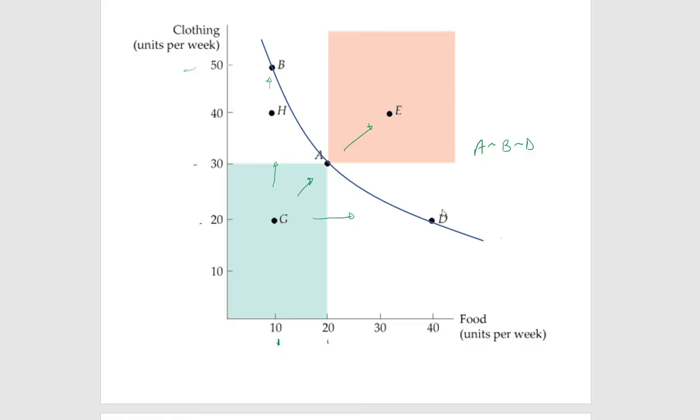This line that connects those dots is called an indifference curve, or often called a utility curve. The consumer is indifferent between the baskets along that curve, meaning they would be equally happy consuming any of those baskets that are on the curve. They'd be less happy at H and G and more happy at E.